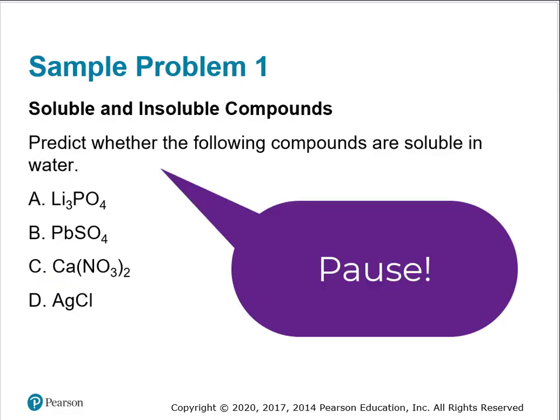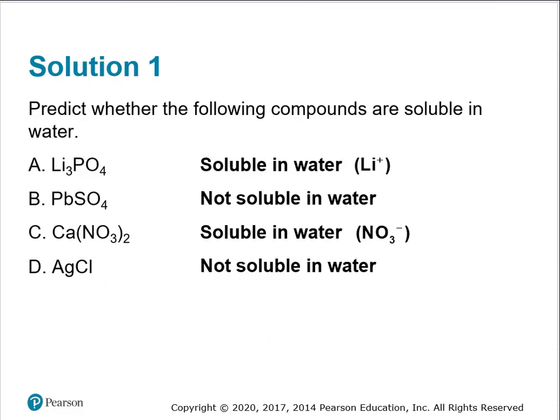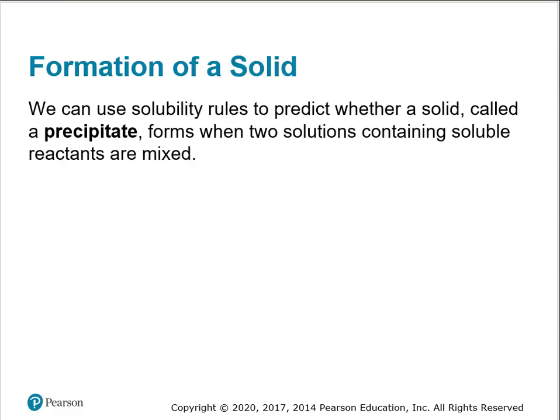Look at your solubility chart and predict whether the following compounds are soluble in water. Hopefully you got soluble, insoluble, soluble, insoluble. Take a minute to go back and look at your cheat sheet. Hopefully you feel pretty good about that. And if you feel good about that, this next part is going to be a piece of cake.